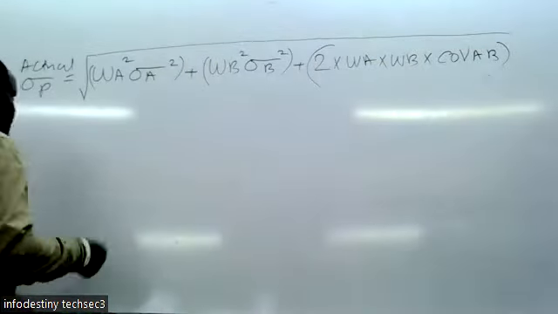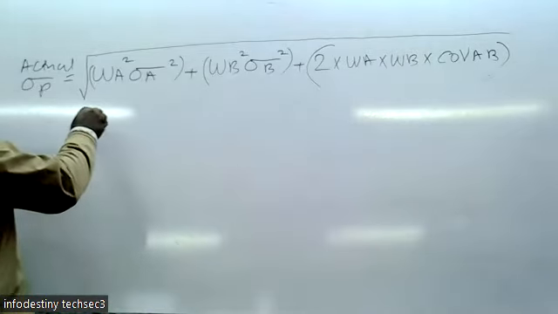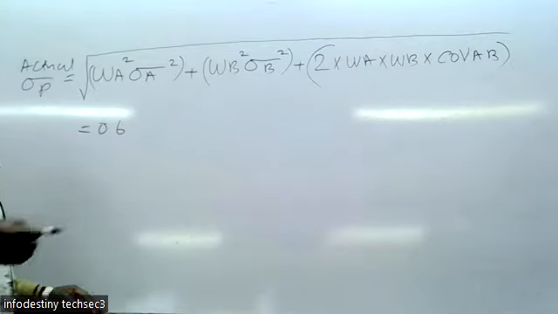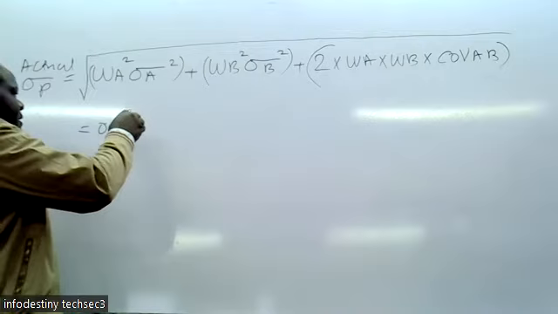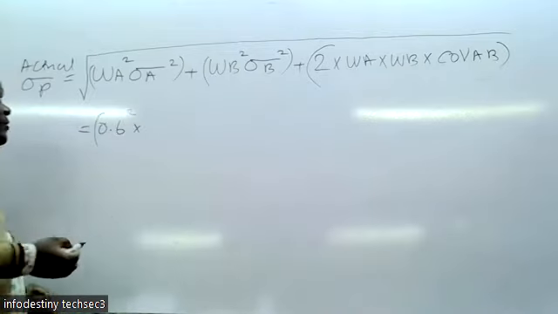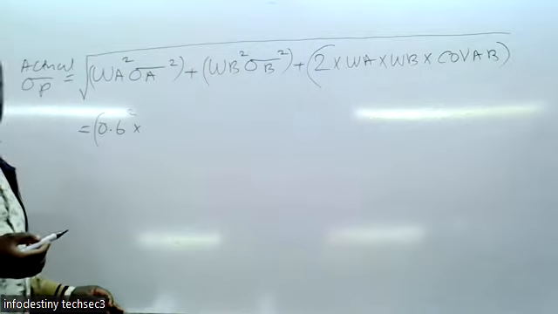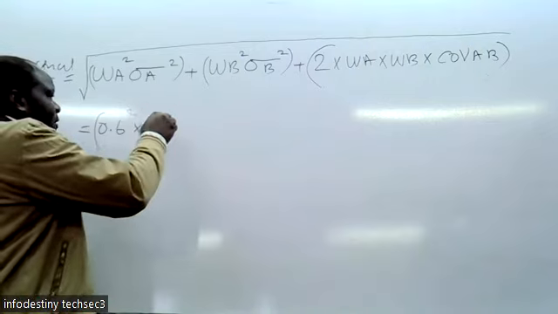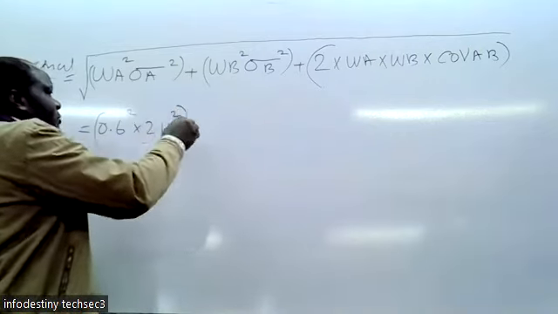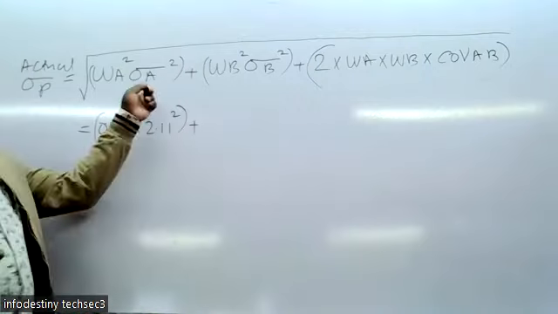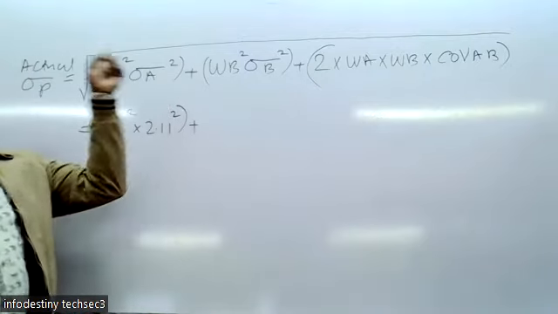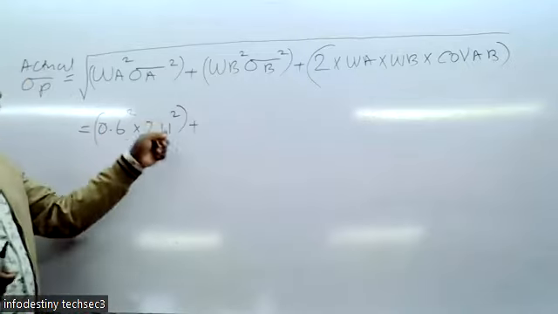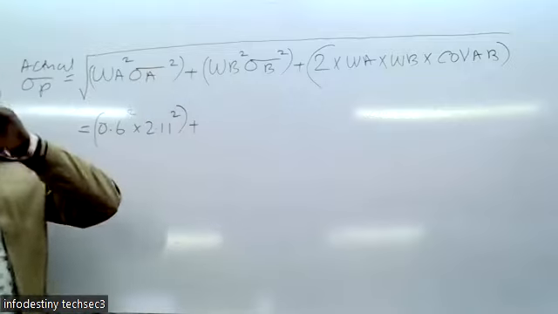The weight for A, we have seen, is 0.6. So it must be squared. Then remind me, the standard deviation for A was which here? 2.11. So you square it to get the variance. This one is the variance; without being squared it is the standard deviation. But this one should be our variance, so we square it to get back the variance.